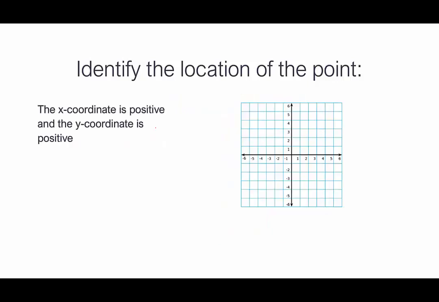Okay, what about this? So this time we're not actually given a point, but it tells us that there is a point where the x-coordinate is positive and the y-coordinate is positive. So here's where x-coordinates are positive, and here's where y-coordinates are positive. So any point that's within here, we call that quadrant 1. So if there's any point where both x and y are positive, its location is quadrant 1.